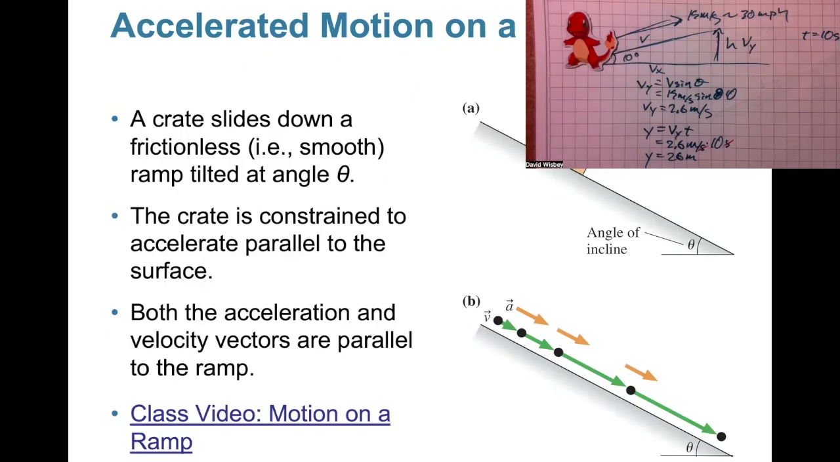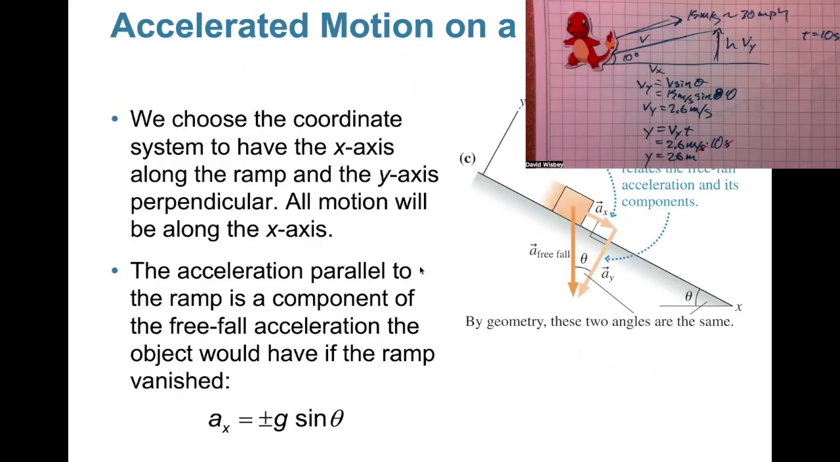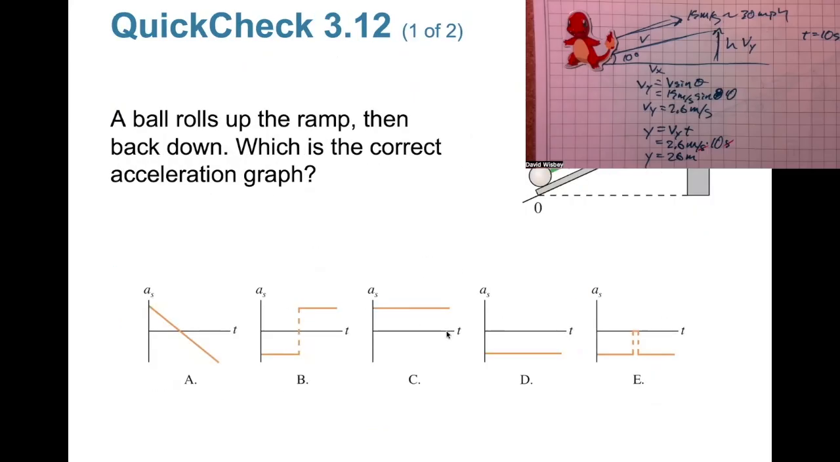Okay, so let's take a look at this problem here. A crate slides down a frictionless plane. We already did this. We did it with Charmander. The crate is constrained to accelerate parallel to the surface. Charmander, you can go back and watch the last video. Both the acceleration and velocity vectors are parallel to the surface. All right, so yep, we did all this before. All right, let's look at this problem here.